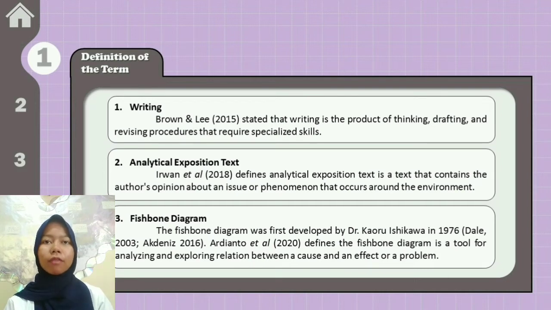And the last, the Fishbone diagram. The Fishbone diagram was first developed by Dr. Kaoru Ishikawa in 1976, and Ardianto et al. 2020 define the Fishbone diagram as a tool for analyzing and exploring the relation between a cause and an effect or a problem.